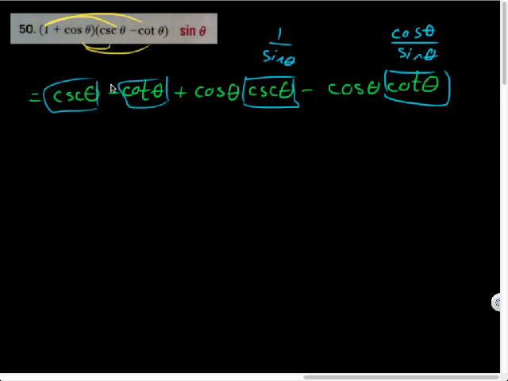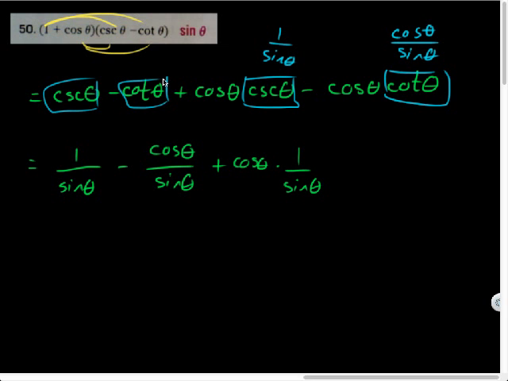Yeah, let's just write all of it in terms of sine and cosine, see if that helps, right? And I'm just kind of picking at it, moving in one direction, to see if this is going to do anything good for us. So cosecant theta is the same as 1 over sine theta, minus cotan theta is cosine theta over sine theta. Plus cos theta times 1 over sine theta.